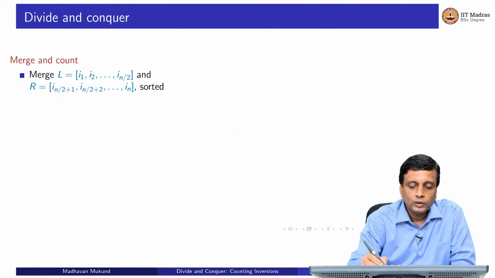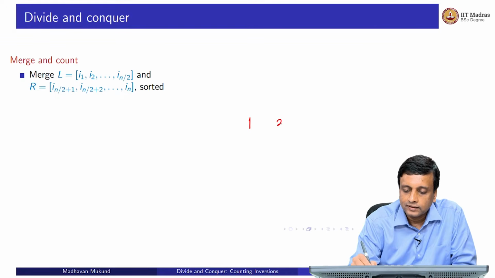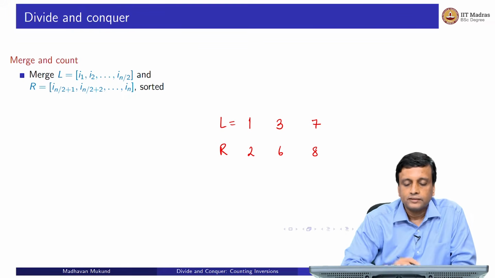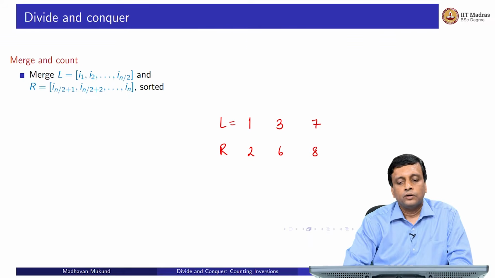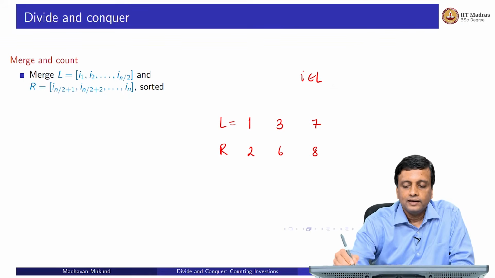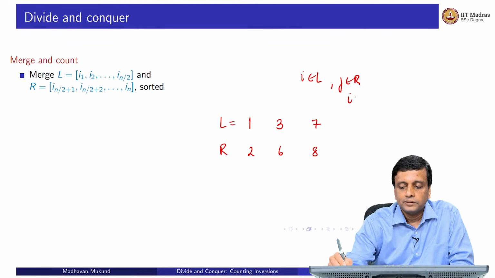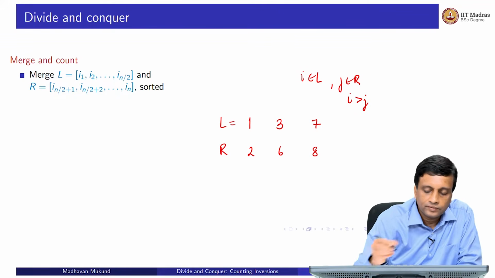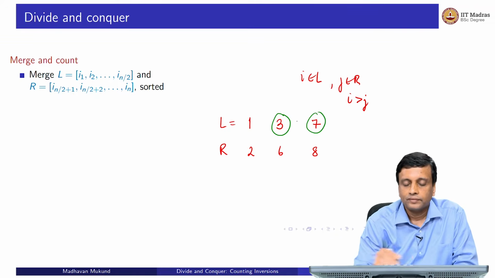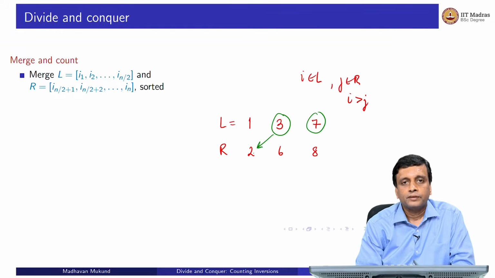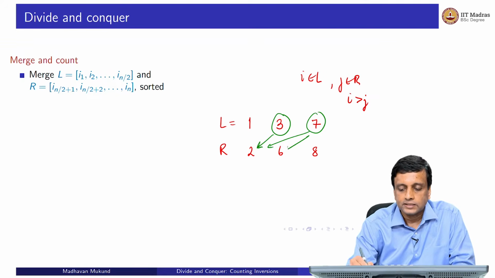So merge and count will take these values, say, let me say that this is 1 3 7, right, and now this is 2 6 8. So supposing this is my left and this is my right. Okay. So remember what happens now. I want to check how many things on the left are bigger than things on the right. So I want i in L, j in R, such that i is bigger than j. This is an inversion. Right. So this is, for example, true of the numbers 3 and 7. Right. So 3 is bigger than 2, right, and 7 is bigger than both 2 and 6.